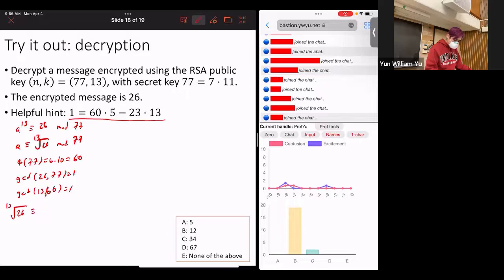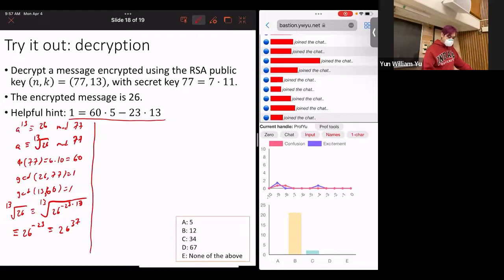But since I gave it to you in this case, that means that the 13th root of 26 is congruent to the 13th root of 26 to the minus 23 times 13, which is congruent to 26 to the minus 23, which is congruent to 26 to the 37. Now, this is a little bit painful to do because you need to find the 37th power, but we can do that.